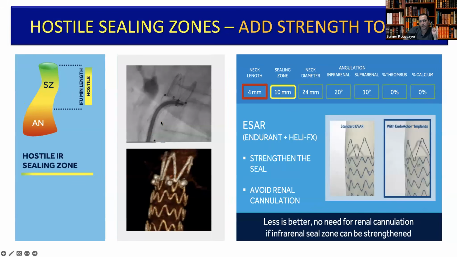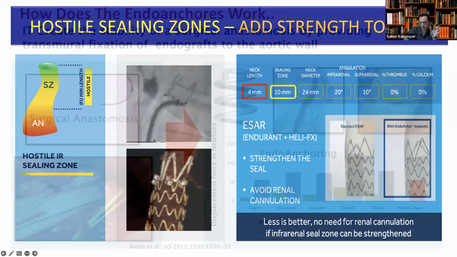So in this case, we need to do an Endoanchor. This is the only time where we have an indication to do Endoanchors, to strengthen your repair. When the company tells you the neck is 4 millimeters, they don't tell you about this other number, because 4 millimeters is very misleading. You cannot do Endoanchors for a 4 millimeter neck with no sealing zone. So Endoanchors are for a neck of 4 millimeters and a sealing zone of 10 millimeters. You still need a sealing zone of 10 millimeters. Then you do Endoanchors and you get an excellent result.